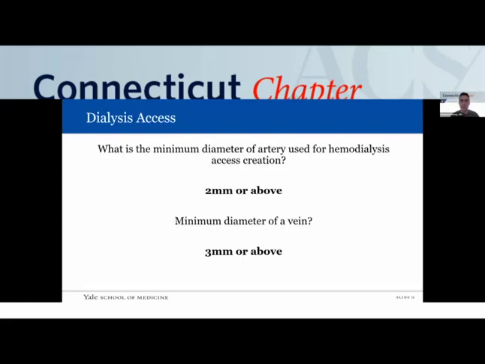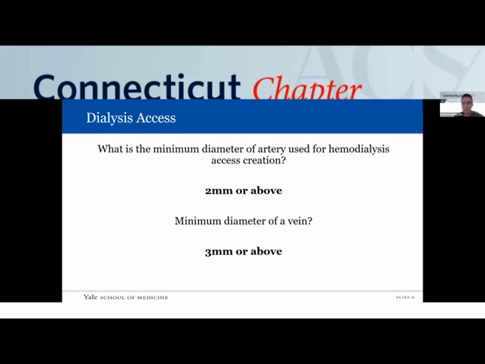So dialysis access. So this is also fairly represented on the ABSITE. So you need a 2 millimeter artery in order to accommodate for dialysis access, and the vein has to be about 3 millimeters or above. So why does this matter? So the vein, in order to receive enough blood flow, in order for the vein to dilate, has to have an increased amount of flow within the vein itself. And the only way that that happens is if the artery itself dilates.